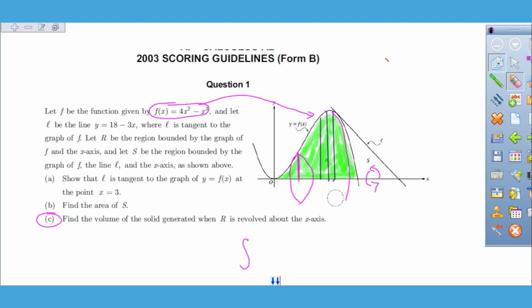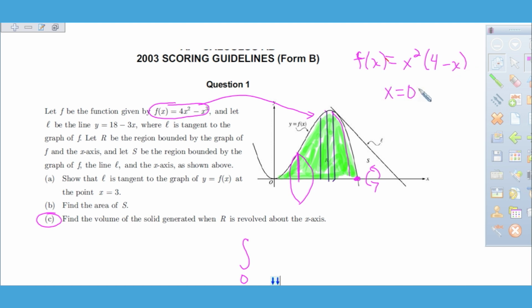All right. So when we do this one it will be a little easier. We're going to go from 0 to whatever this value is right here. And if I factor this guy to find that root, if I take an x squared out, that leaves me 4 minus x. Then x equals 0 will be a double root, and x equals 4 will be my other root, so that value is 4.